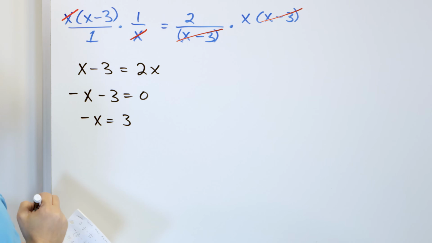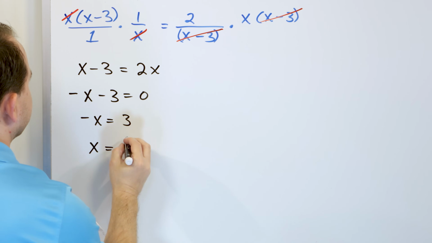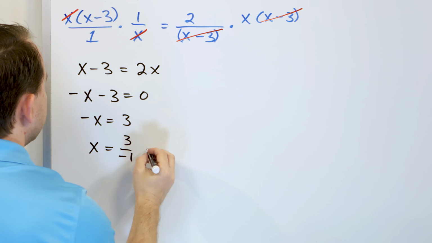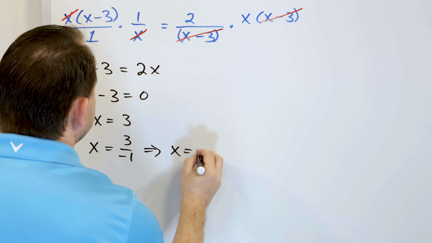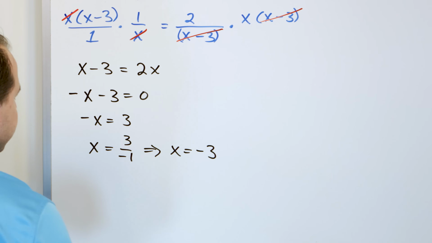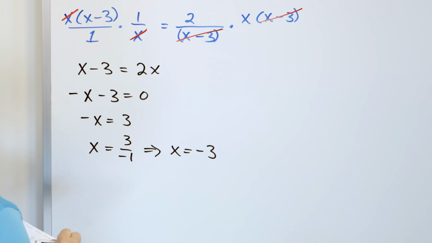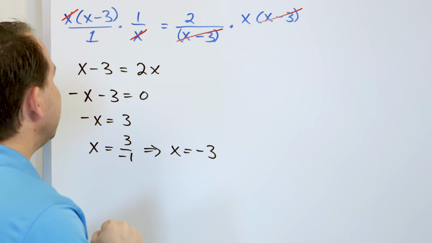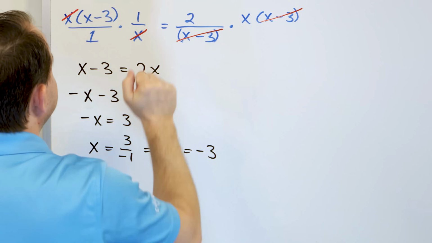We'll add 3 to both sides. And then we'll say x is equal to 3 over negative 1, right? Which means x is equal to negative 3. Now we think this is the answer. So what we showed in the last lesson, in the last problem, is we take this and we try to plug it in and verify.